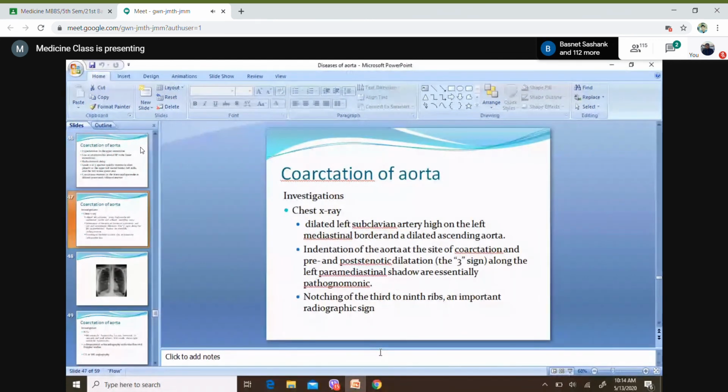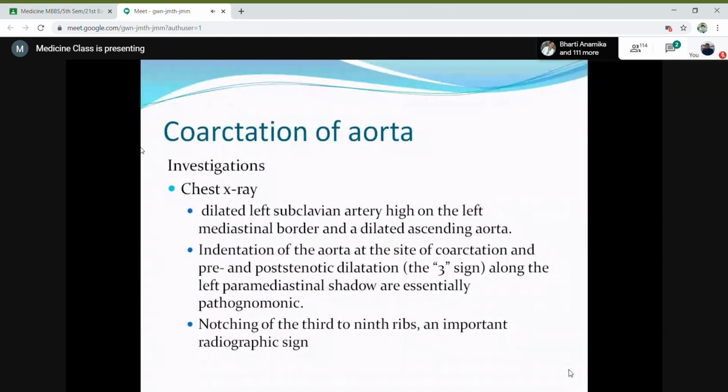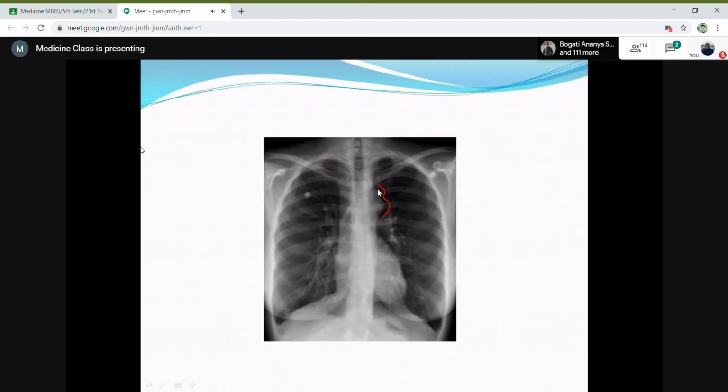So there can be continuous murmur as well, and it is generally there in the intercostal spaces. For the investigation, chest X-ray has to be done, where we can see the dilated left subclavian artery, high on the left mediastinal border, and a dilated ascending aorta. Indentation of the aorta at the site of coarctation will be there with pre and post stenotic dilatation. This is called the three sign. Pre and post stenotic dilatation in the aorta causes the three sign. So this is pathognomonic of coarctation.